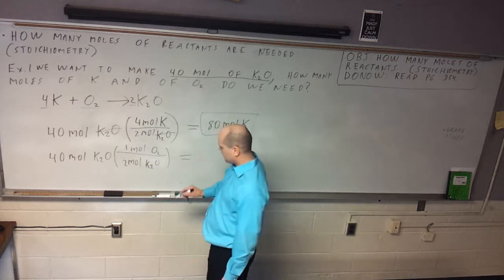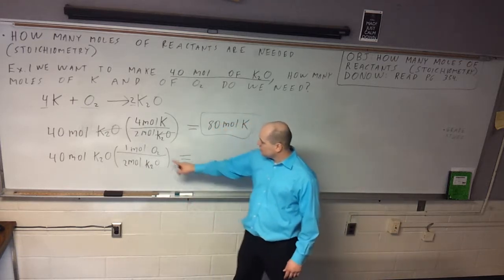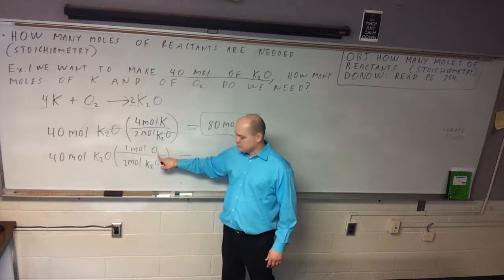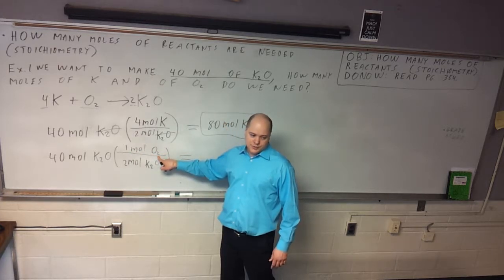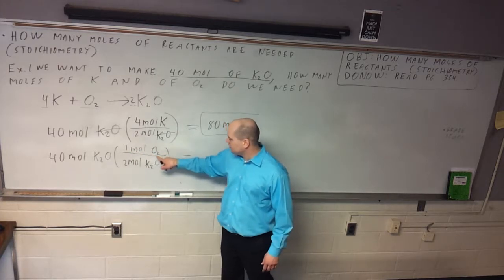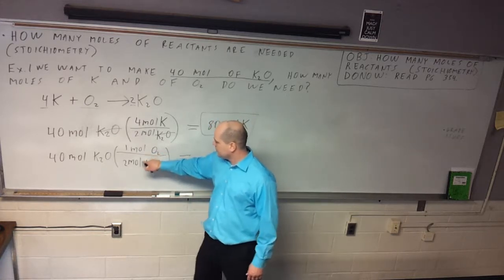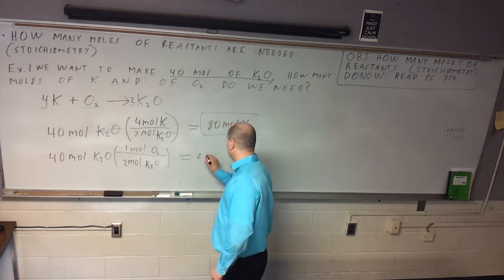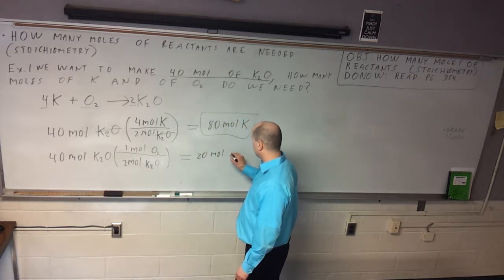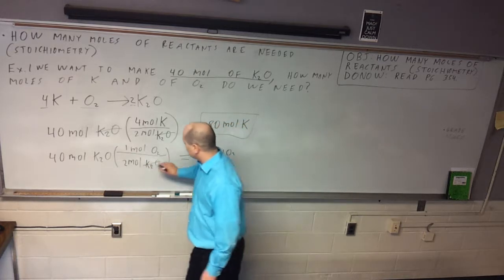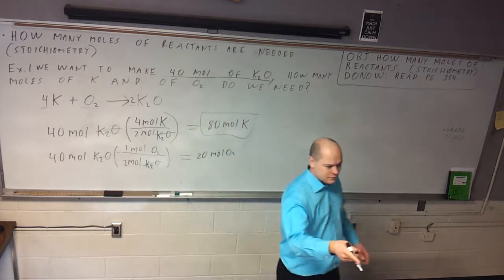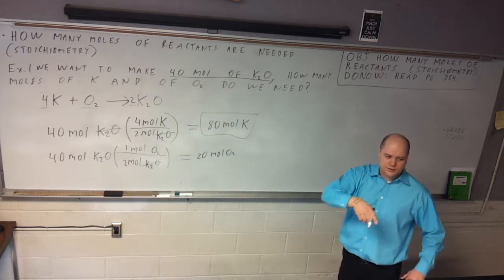Wait, isn't that 3 oxygens though? 1 mole of O2. So it's 2 moles of individual oxygen atoms. So we care about how many moles of O2 molecules. So it's just 1. So 40 divided by 2 is 20 moles of O2. Did I actually answer your question? Yeah. Okay.